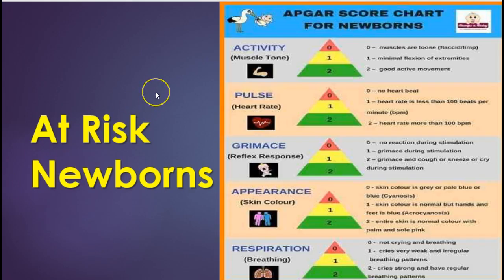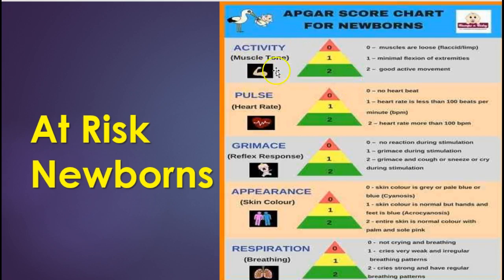And finally, we will talk about at-risk newborns. At-risk newborns are newborns who are not exhibiting 100% of the characteristics a newborn should at birth. So APGAR stands for activity, pulse, grimace, appearance, respiration. Each of these characteristics is scored from 0 to 2, with 2 being the highest in all categories.